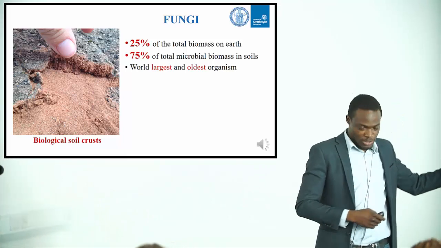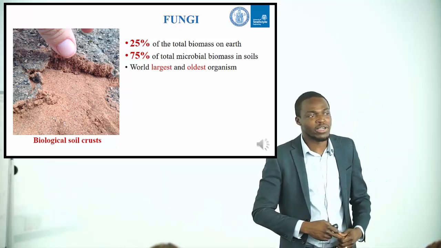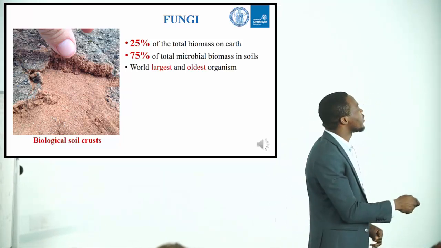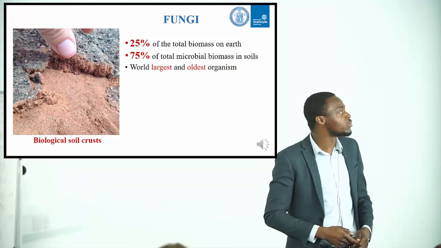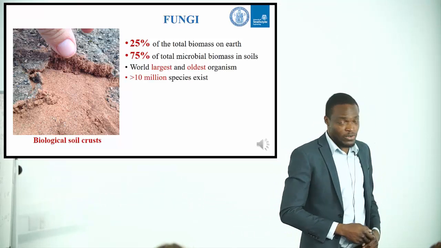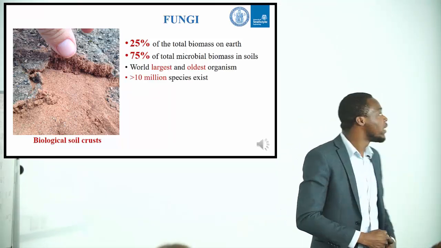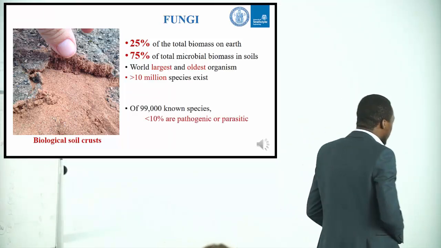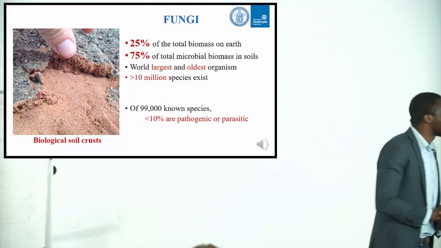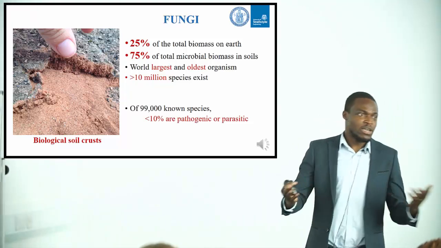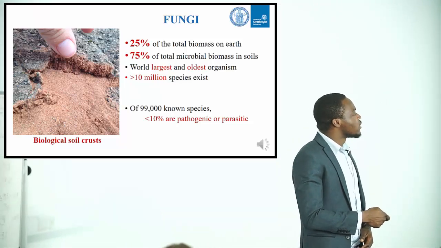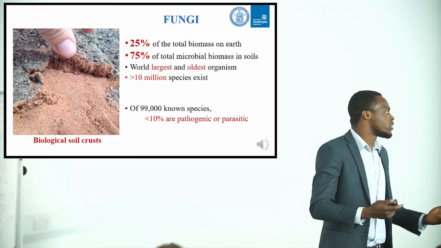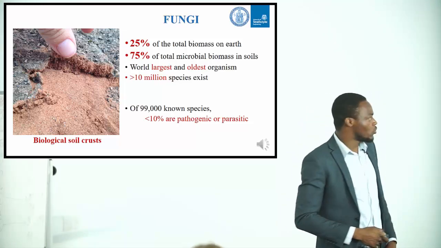This was confirmed just 3 weeks ago, about a month ago, by a Nature investigation, that a species of fungi is actually the oldest organism on Earth, about 1 billion years old. And there are over 10 million species of fungi. And you may have heard that fungus is quite hazardous and dangerous to man and to vegetation and all that, but of the 99,000 species we know, less than 10% are pathogenic or parasitic to man or to animals.